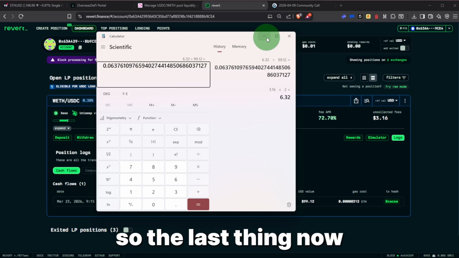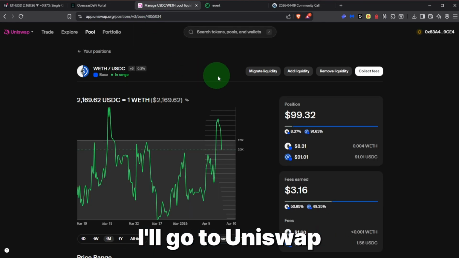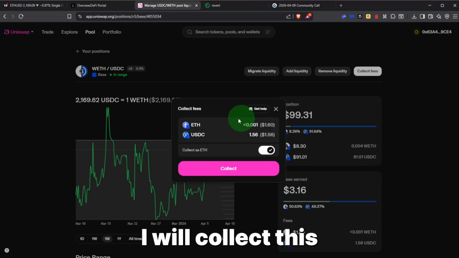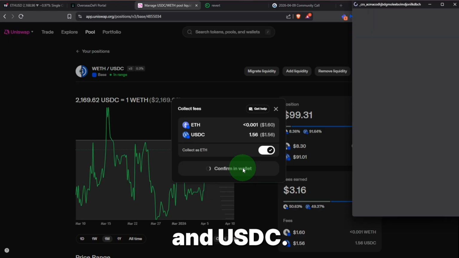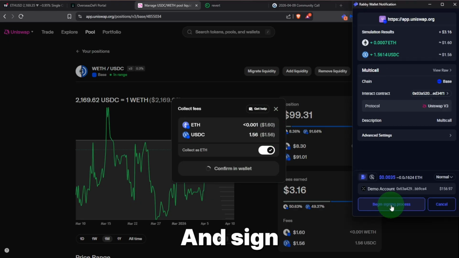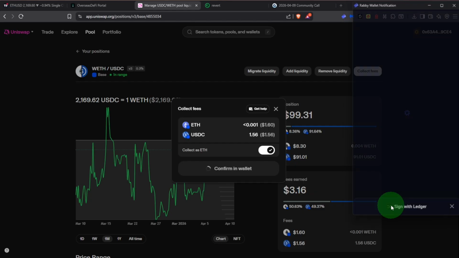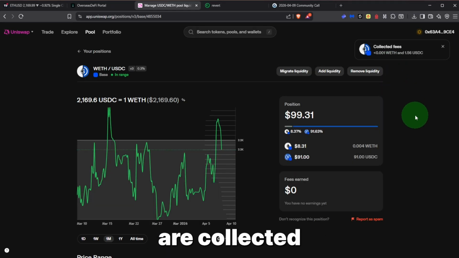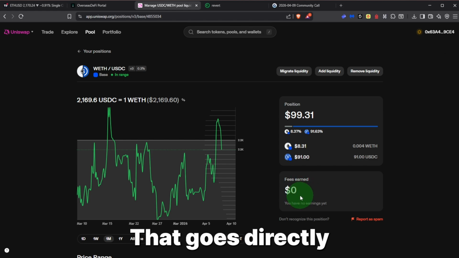Okay, so the last thing now is I'm just going to go ahead and collect these fees. I'll go to Uniswap and just hit the button. I will collect this in the form of ETH and USDC. It's about 50-50. And sign the transaction. And now the fees are collected. So that $3.16 worth of ETH and USDC goes directly to my wallet.